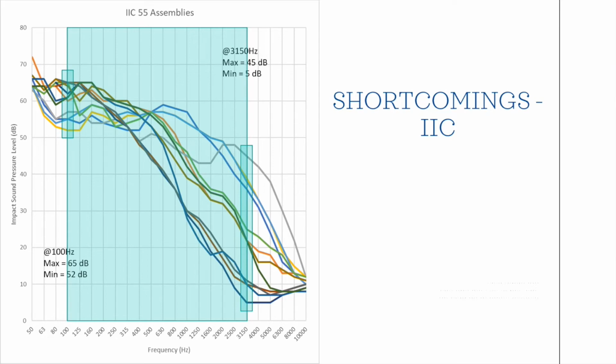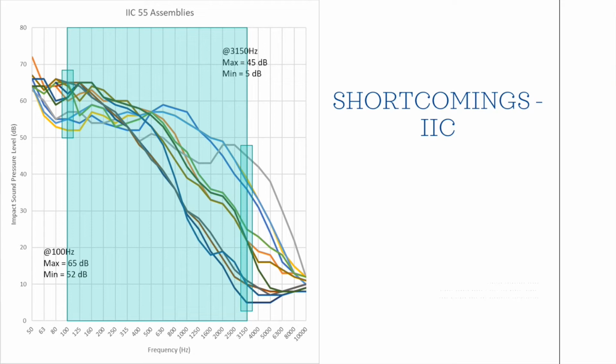So you can get the same IIC rating for assemblies that behave, and therefore sound, totally different. Here on the left, I have the same graph: frequency on the horizontal axis and the impact sound pressure level, how loud it is, on the vertical axis. The higher it is on the graph, the louder it is. Each colored line represents the measured sound levels from one specific assembly. We had that assembly in the lab, banged on it on top, measured how loud it was down below across the full frequency range, and got that graph. All of these assemblies have the same IIC rating, but you can see their levels at different frequencies vary all over the place.